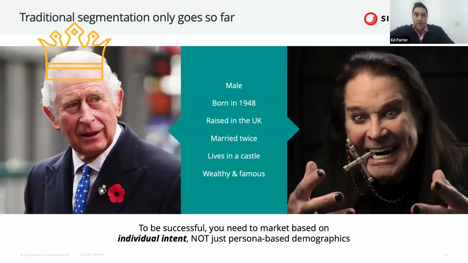Absolutely. I actually put the crown on this slide, so you have to forgive my PowerPoint skills. But I think what's interesting with this example, and some people may have seen it before, is when we think about the traditional approach of segmentation, putting people in cohorts, think about some of those traditional demographic information that we would take. These two individuals, I'm going to assume that most people on the webinar know who they are, but we've obviously got the King and then we've got Ozzy Osbourne. But they're both men. They're both born in the same year. They're both from the UK, happen to be married a couple of times, both lived in castles, and they're rich and famous.